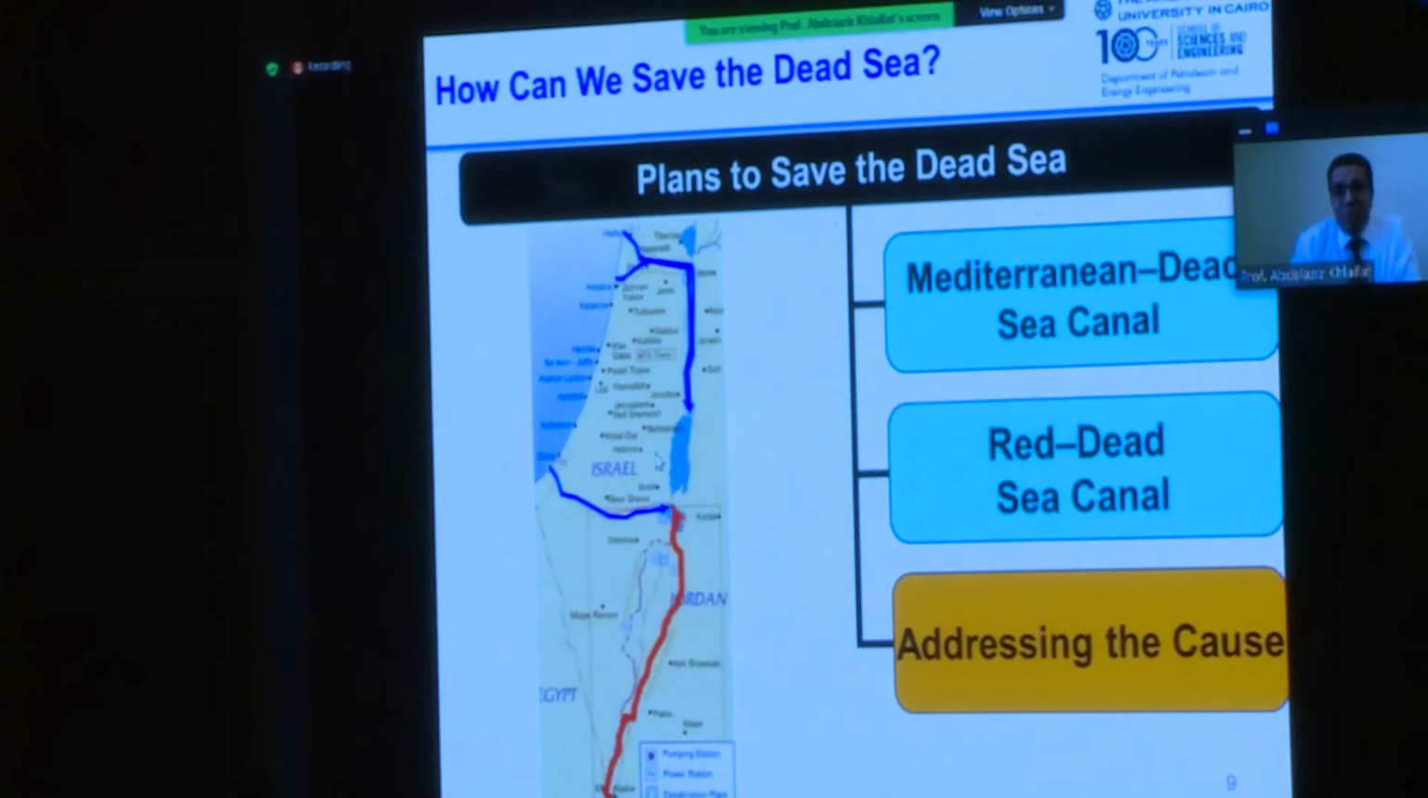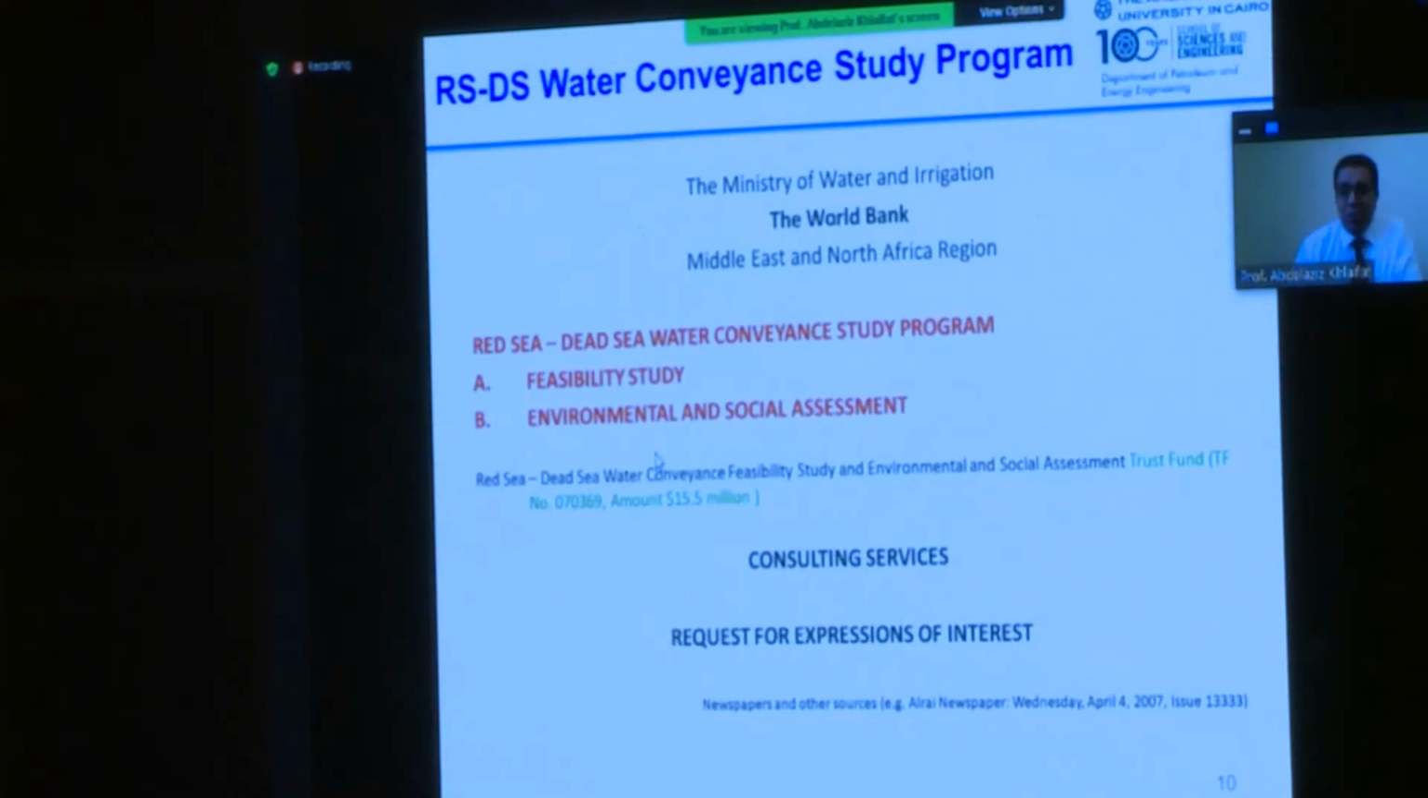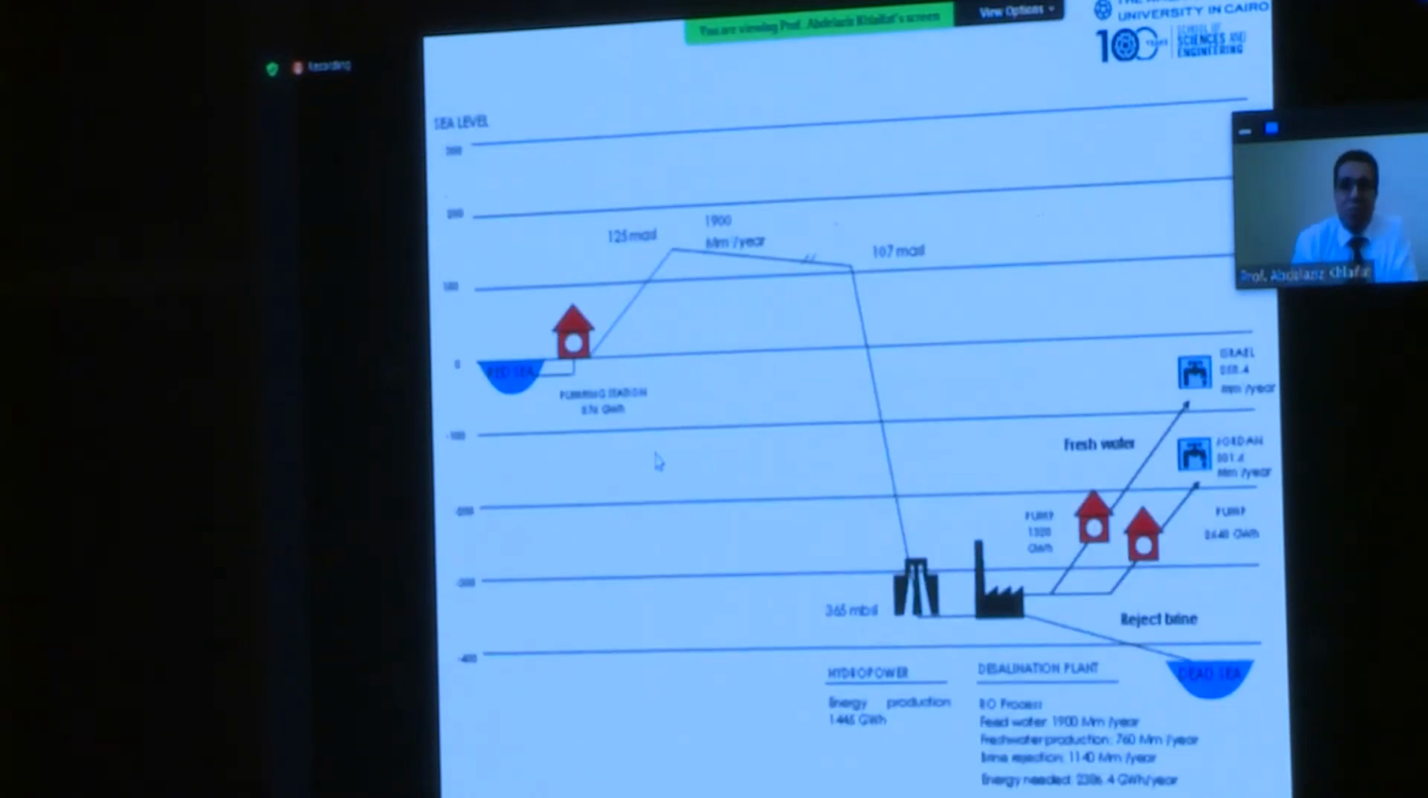But the best choice is actually to address the cause of the level decline, which is impossible to reach. In 2007, there was a call to study the impact of this project to deliver water from the Red Sea to the Dead Sea. This project entails many activities, and one of them is to utilize the elevation drop, so the water flows by gravity, creating very high pressure that can be used for hydropower and for desalination using reverse osmosis. Then the 1,140 million cubic meters per year of rejected brine can be dumped into the Dead Sea to alleviate the level drop. This was one of the scenarios.